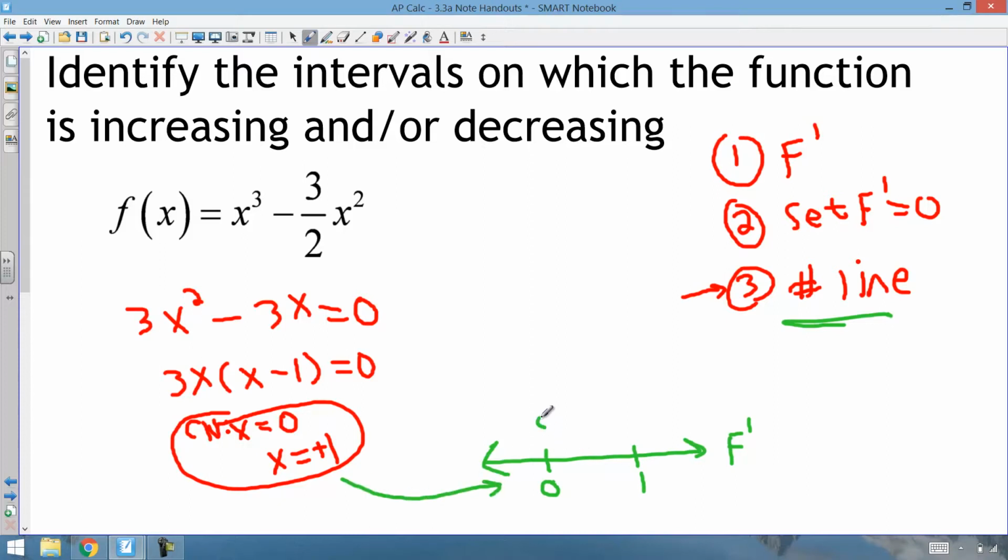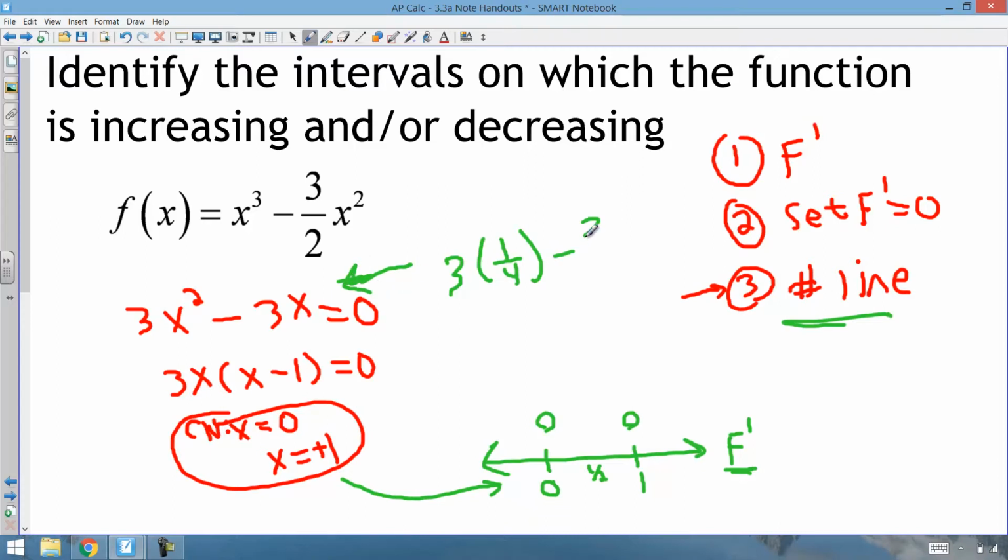Now we know that the derivative is 0 here and the derivative is 0 here, so I'm going to go ahead and put that. But I want a number in between 0 and 1. Let's say 1/2. Okay? Well, if I take 1/2 and put it into the derivative, which is here, I get 3 times 1/2 squared, which is 3/4. I'm putting this into this function over here, okay?